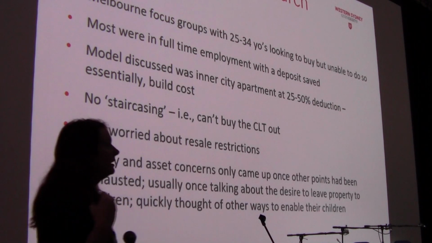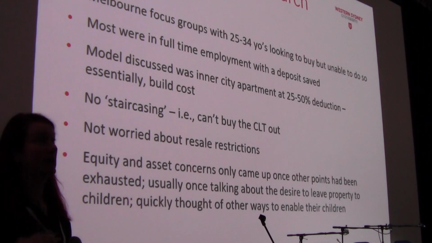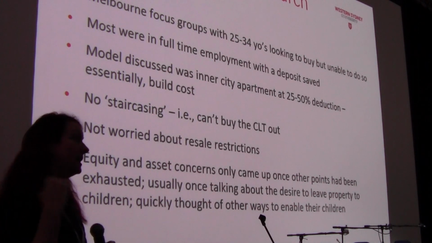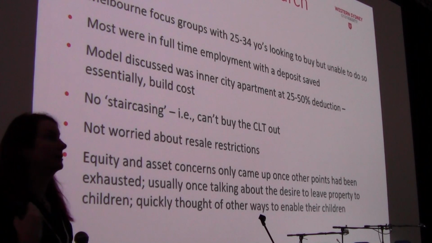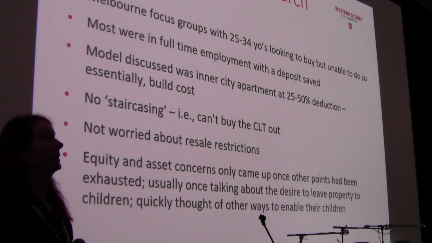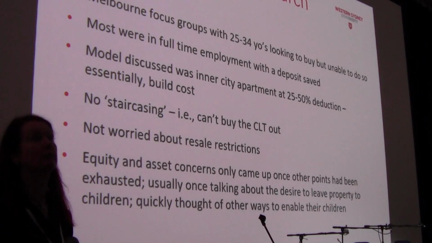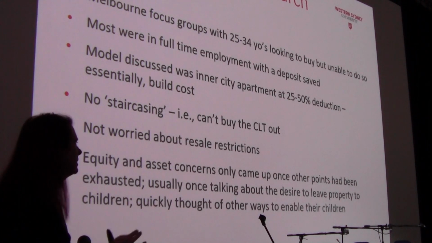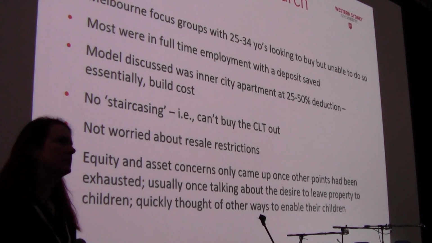Interestingly, where the equity component, the cash component, came up in terms of how much am I going to make, was pretty much after they'd exhausted every other single thing about what they thought about the model. So people were like, oh my God, I can have pets, I can make improvements, I can set it up so that I can work from home appropriately. And they'd go through literally everything, and then they go, oh, I guess if I leave it to my kids, then they're not going to inherit as much.